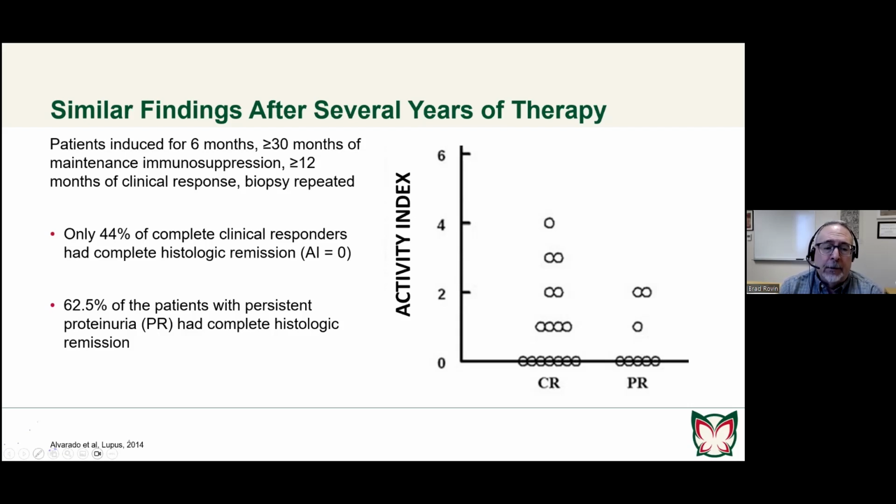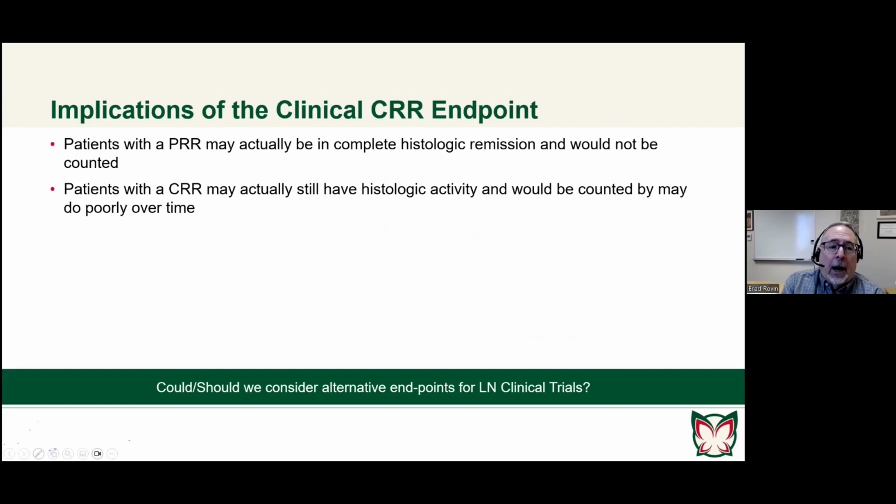On the other hand, you see that in the partial responders, which meant they had persistent proteinuria over 500 milligrams a day at the end of the treatment period, quite a few of them actually had an activity index of 0. So what does this all mean? Patients with a partial renal response could actually be in complete histologic remission, and they would not have been counted in a clinical trial, and could skew the results of a trial away from a good drug.